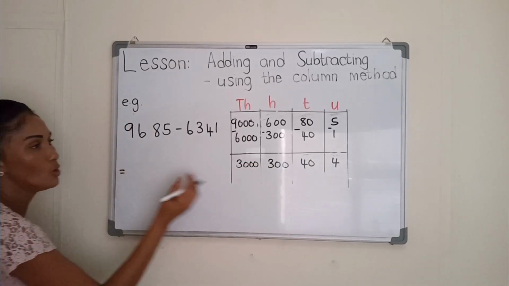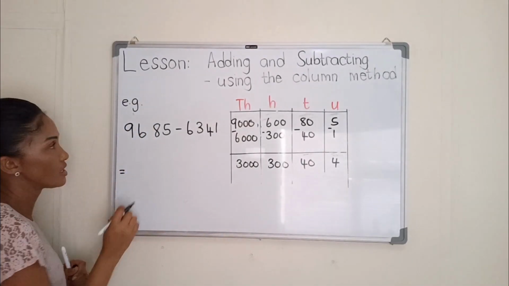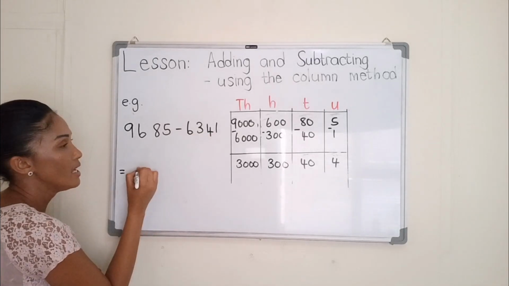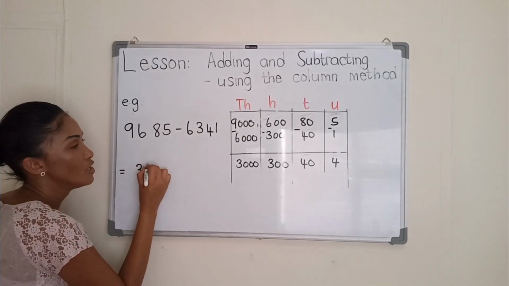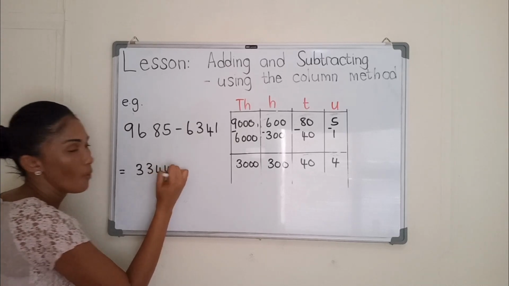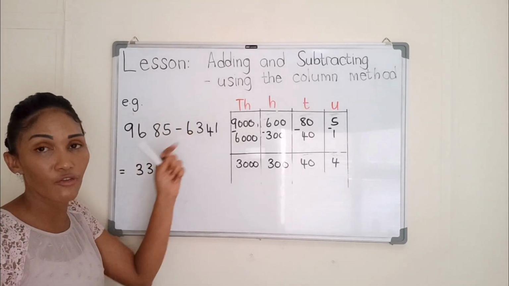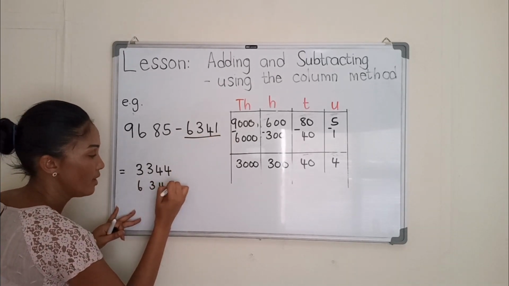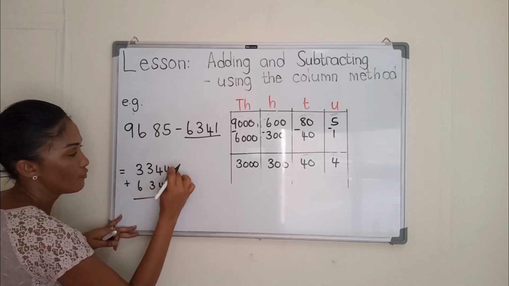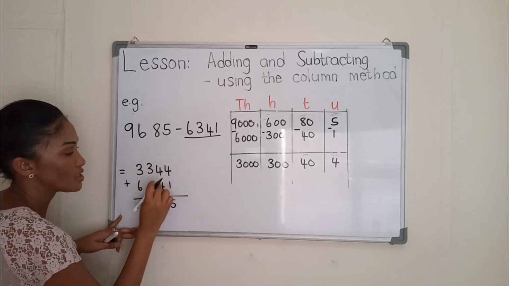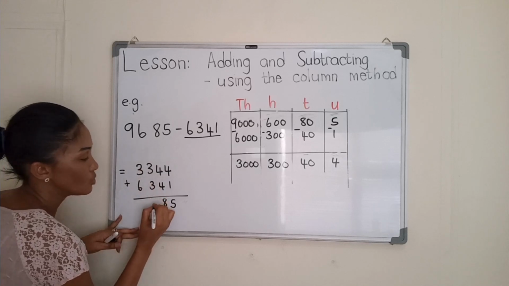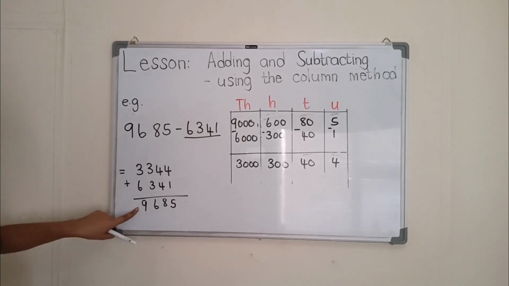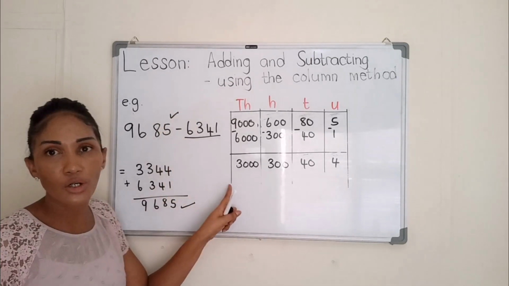So now we can put this together because this is my answer. So 9,685 minus 6,341 is the answer of 3,344. Don't forget, you can check if your answer is correct. So we will take this 6,341, add these two together. 4 plus 1 is equal to 5. 4 plus 4 is equal to 8. 3 plus 3 is equal to 6. 3 plus 6 is equal to 9. So this and this is the same. So my calculation is correct.